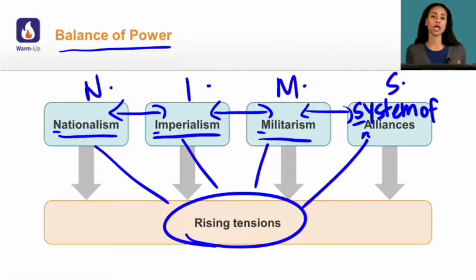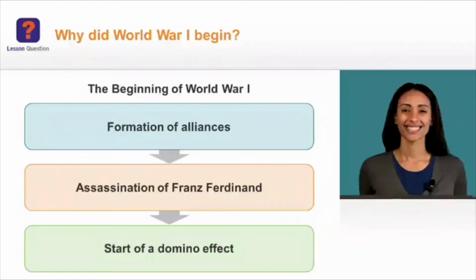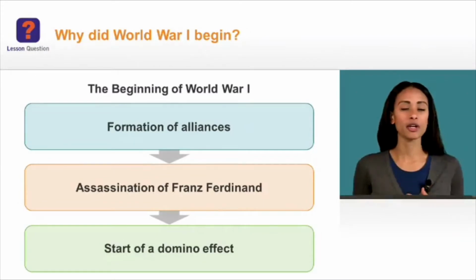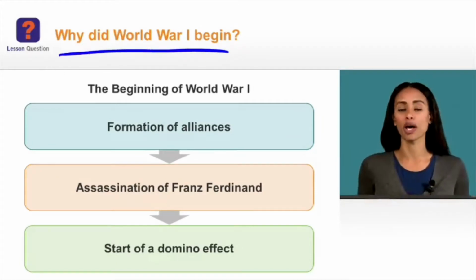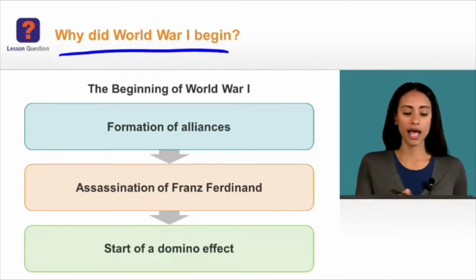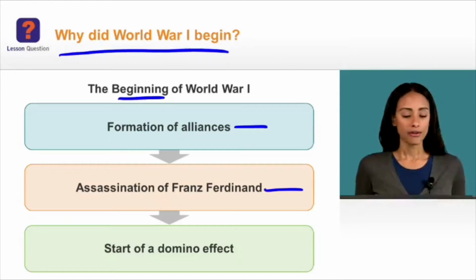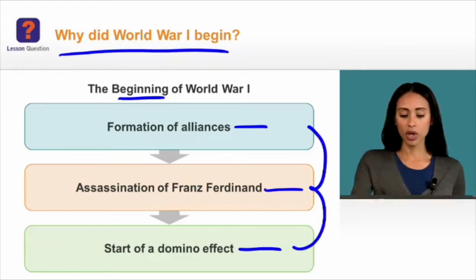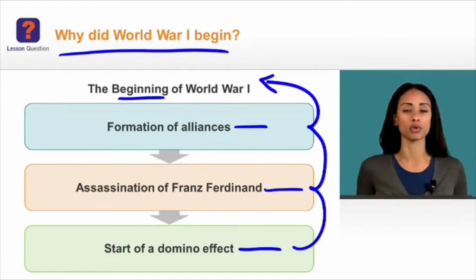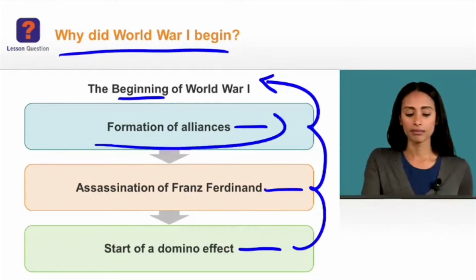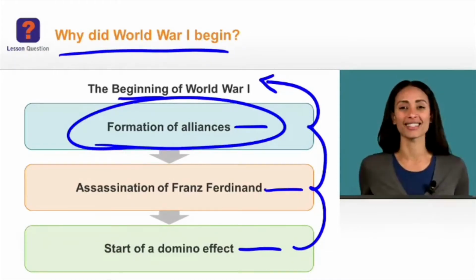So let's take a moment now to check your understanding of what we just talked about. In this lesson, we're trying to get an understanding of the causes of World War I by answering the question, why did World War I begin? We'll talk about in this lesson the beginning of World War I by looking first at the formation of alliances. Then we'll talk about the assassination of the Archduke Franz Ferdinand. And finally, we'll talk about the start of a domino effect. And all of these things will help us to understand those causes of World War I. But we're going to begin with a look at the formation of the alliances.